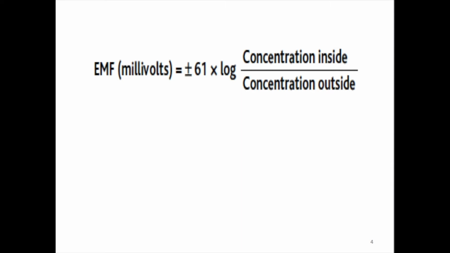Now, the sign of the potential becomes positive if the ion diffusing from the inside to the outside is a negative ion. And similarly, the sign is negative if the ion diffusing from the inside to the outside is a positive ion.